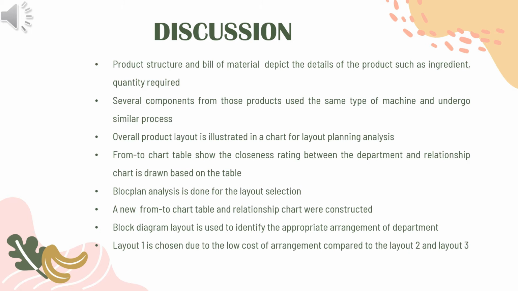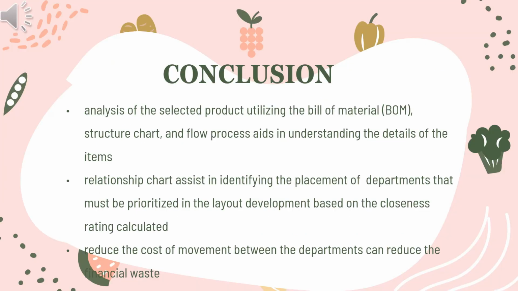And then constructing the from-to chart table will show the closeness rating between the departments, and the relationship chart is drawn based on the from-to chart table. And then the block plan analysis is done for the layout selection, where a new from-to chart table and relationship chart were constructed. And then the block diagram layout is used to identify the appropriate arrangement of the departments based on the calculation that we have done. And layout 1 is chosen due to the low cost of arrangement compared to layout 2 and layout 3.